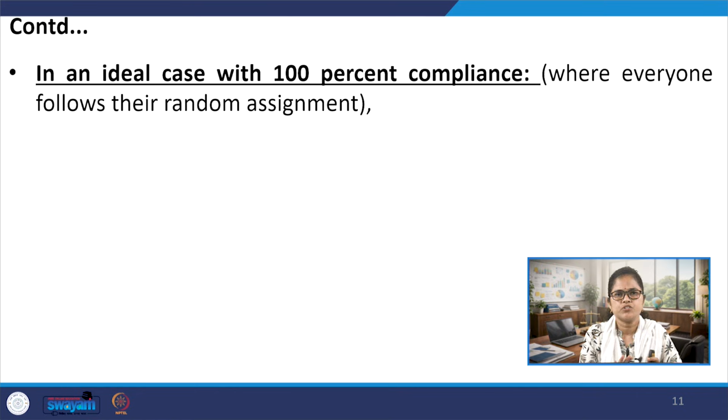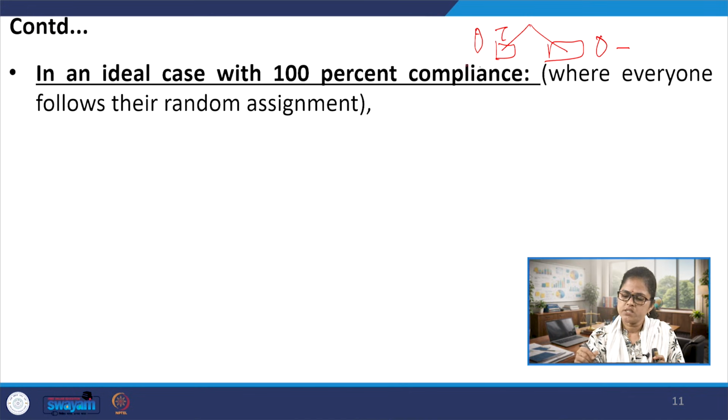Okay, so let's consider a case of an ideal situation. In an ideal situation, whatever the random assignments are, the members would be following them completely. That means in an ideal case there would be 100% compliance where everyone follows their random assignment. Okay, as I told you, if there are three participants in our treatment group and three in the control group, they would be sticking to their groups, so they are not going to change their groups.